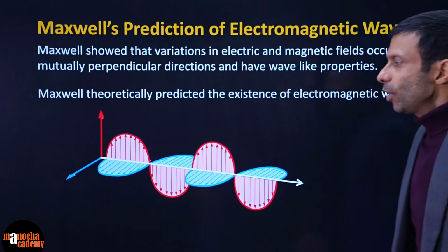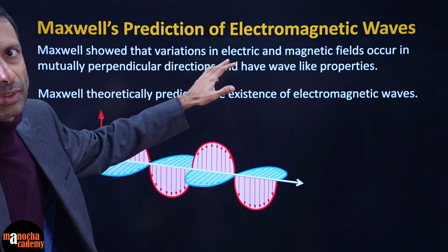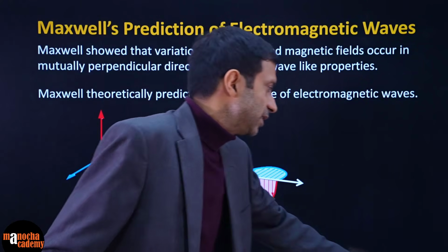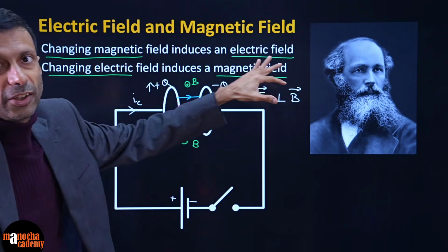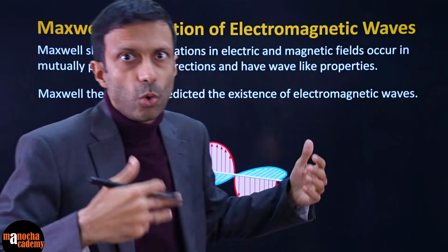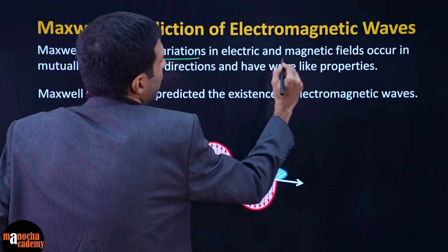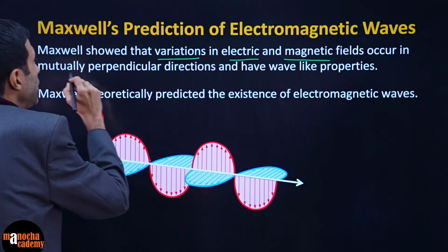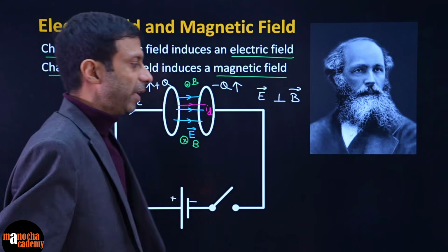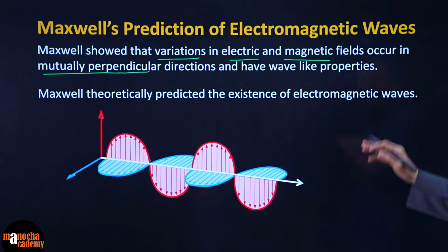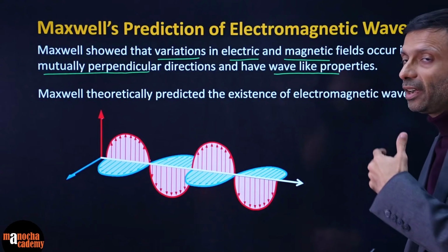Okay. So what did Maxwell predict? Maxwell's great prediction was he showed that the variations in this electric and magnetic field, right? We said that a changing magnetic field induces an electric field, a changing electric field induces a magnetic field, and so this will go on, right? So these variations in electric and magnetic fields occur in mutually perpendicular directions, just like I explained to you right now. We just discussed they are perpendicular to each other, in mutually perpendicular directions, and they have wave-like properties. They propagate like a wave.